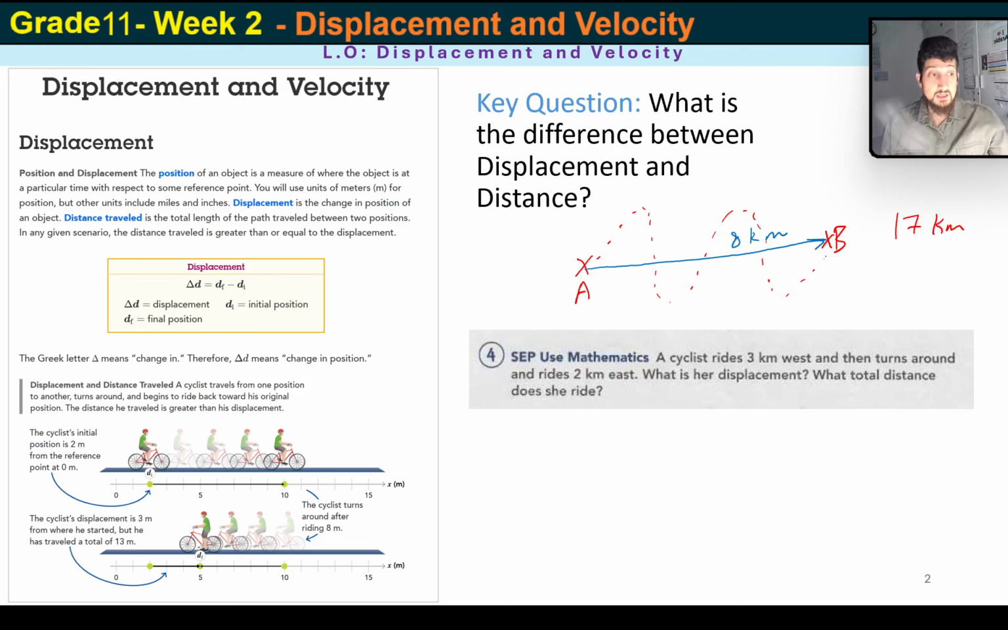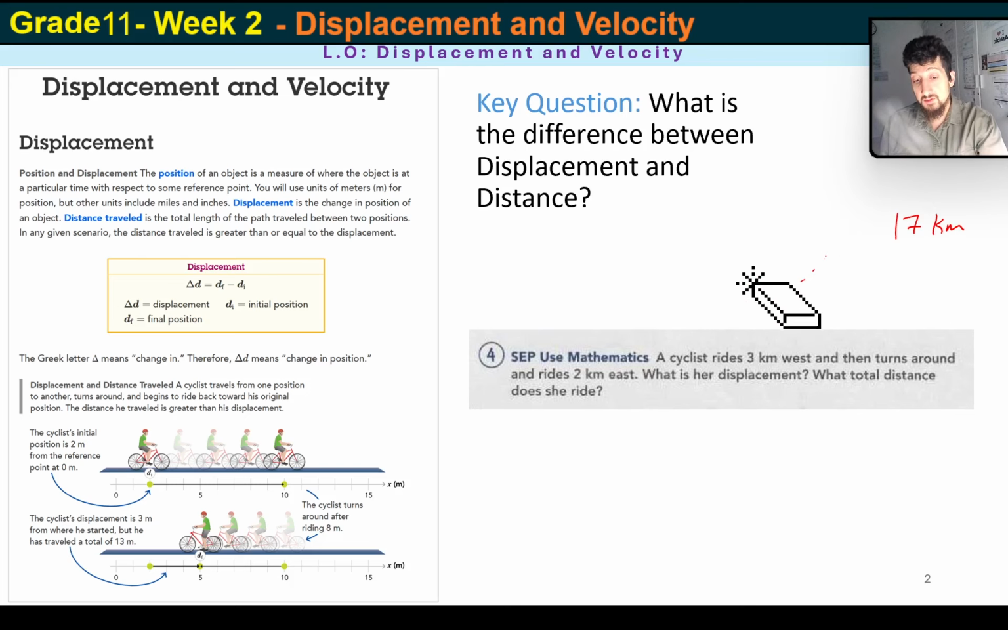So distance is the total length of the journey, whereas displacement is the shortest distance between two dots, or a straight line. Okay, so the shortest distance between 2 points, which is obviously going to be a straight line. So let's talk about another example, and hopefully it'll make a bit more sense. As we solve some problems as well, it'll make more sense.